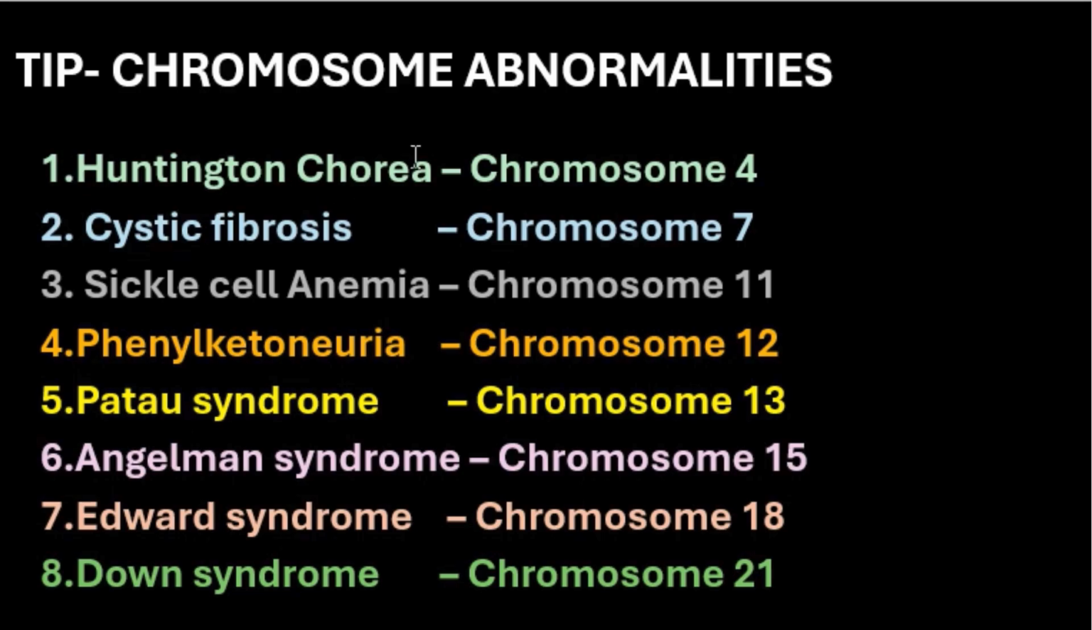Huntington chorea is chromosome number 4. Cystic fibrosis, chromosome number 7. Sickle cell anemia, chromosome 11. Phenylketonuria, chromosome 12. Patau syndrome, chromosome 13. Angelman syndrome, chromosome 15. Edwards syndrome, chromosome 18. And Down syndrome, chromosome 21.